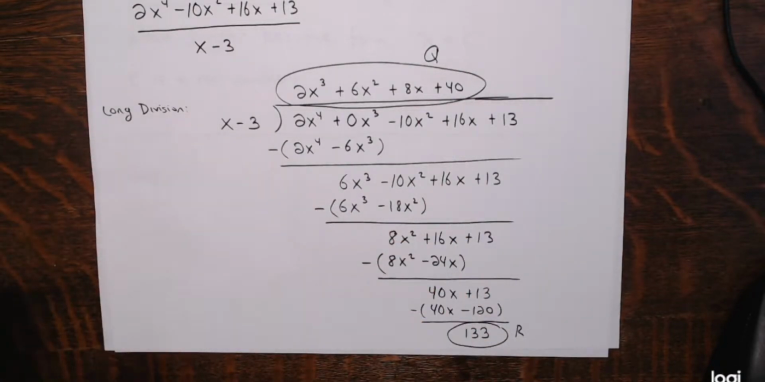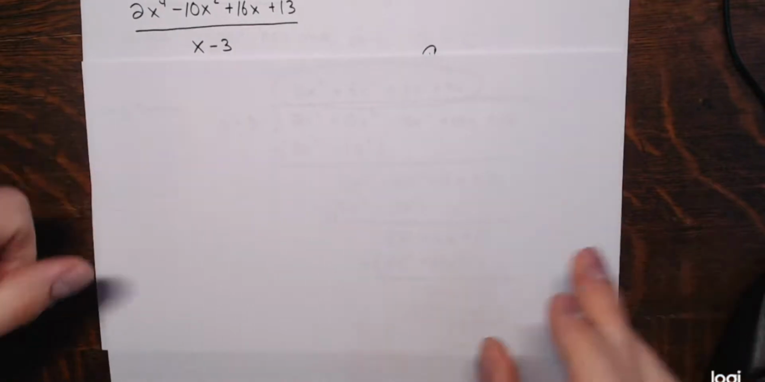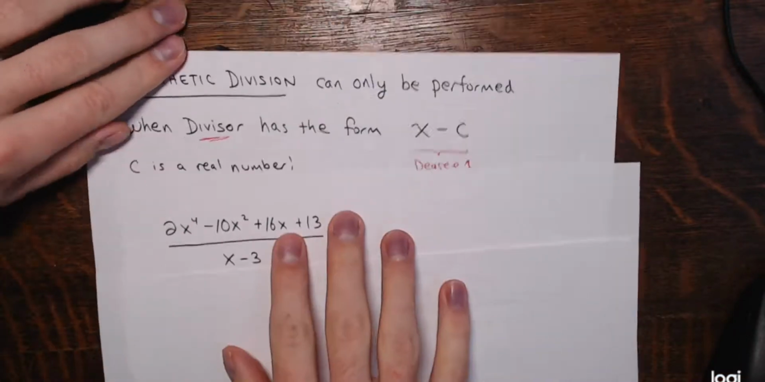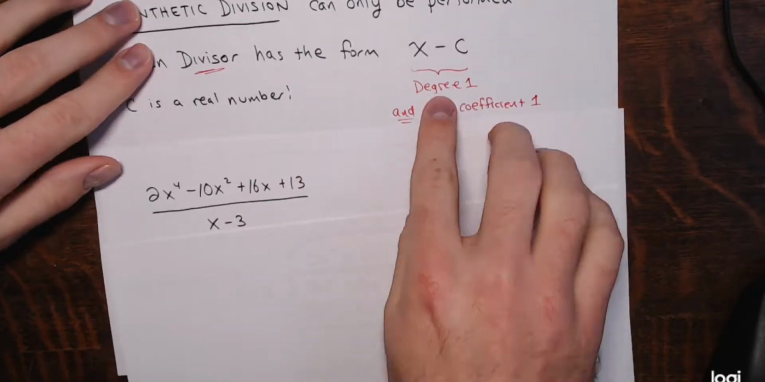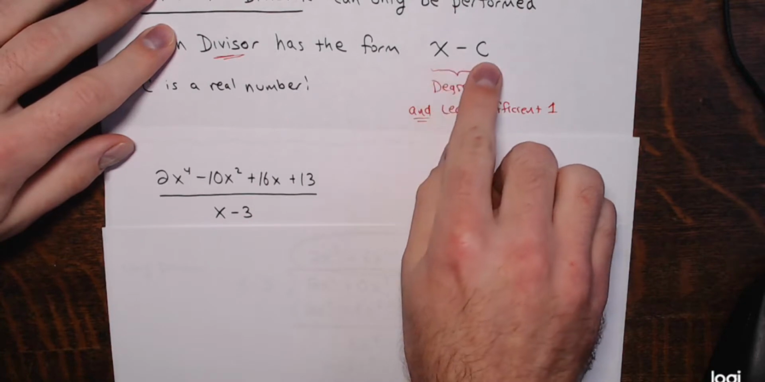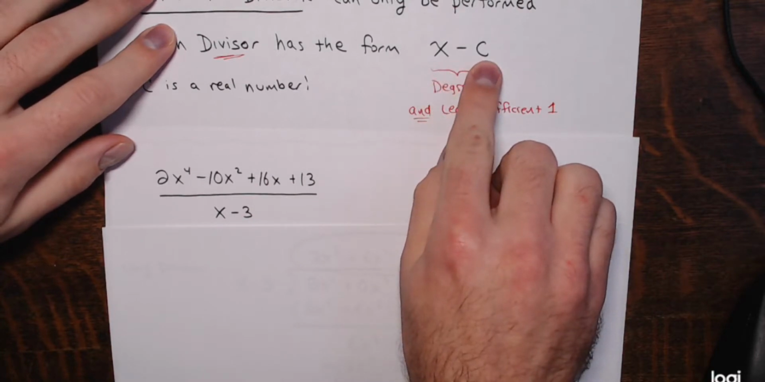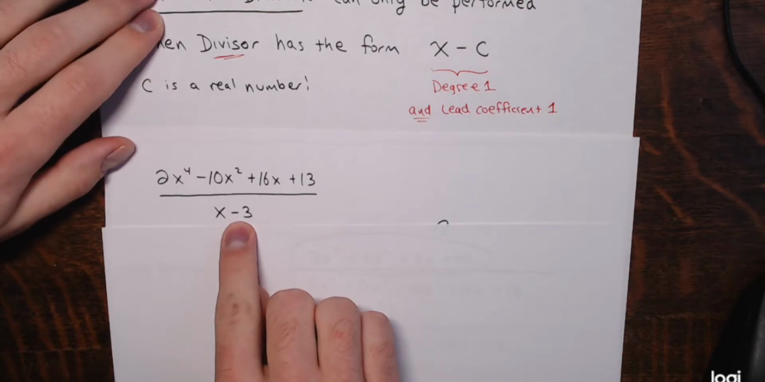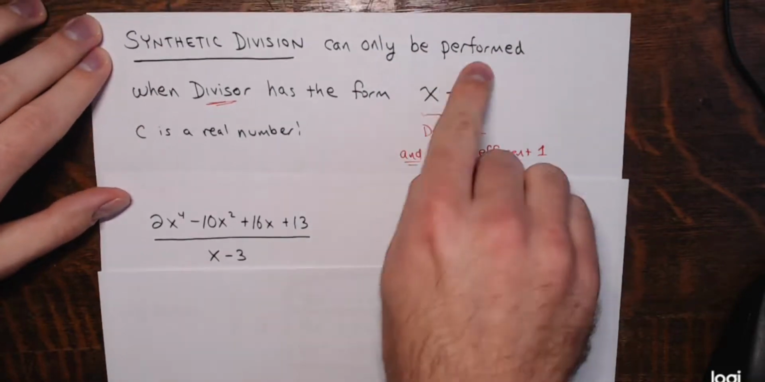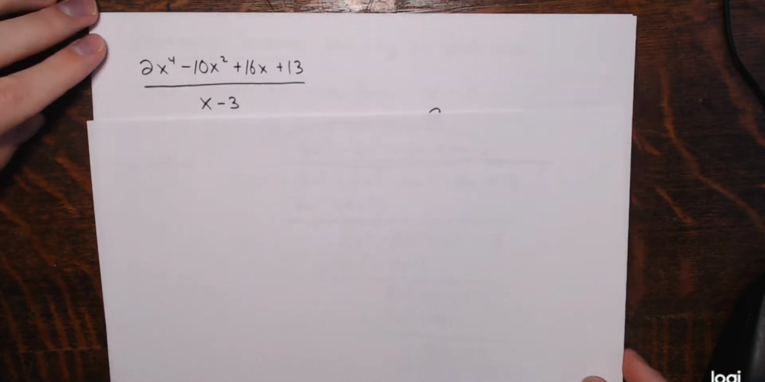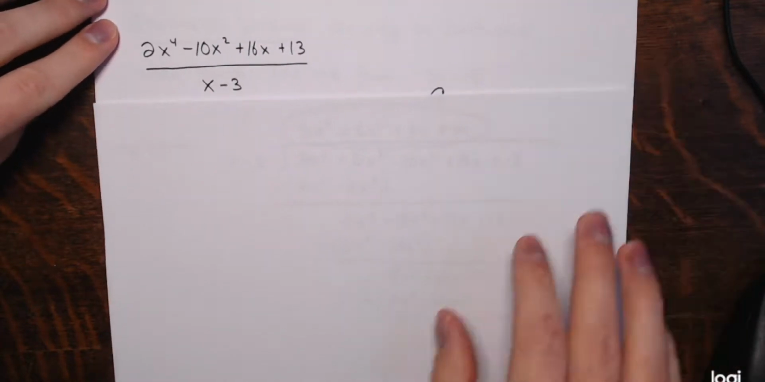But since this divisor is of this form, a degree 1 with a lead coefficient of 1, x minus 3, where the value of c is 3 here, I can perform this thing called synthetic division. And here's how I was taught how to do synthetic division.